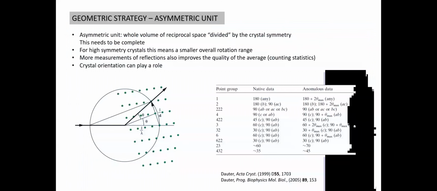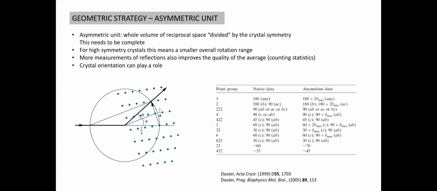So I need to cover first some of the geometric strategy, and this has already been covered in the past by excellent papers from Dauter. Basically, we need to collect a complete asymmetric unit, and this obviously means lower rotation increments for high symmetry crystals, but more measurements of reflections, as Graham already mentioned in his talk, improves the quality of the average, using the counting statistics. And the crystal orientation can play a role. So for instance, for this point group here, depending on how the crystal is oriented, you need to collect either 30 degrees for a complete data set or 90 degrees for a complete data set.